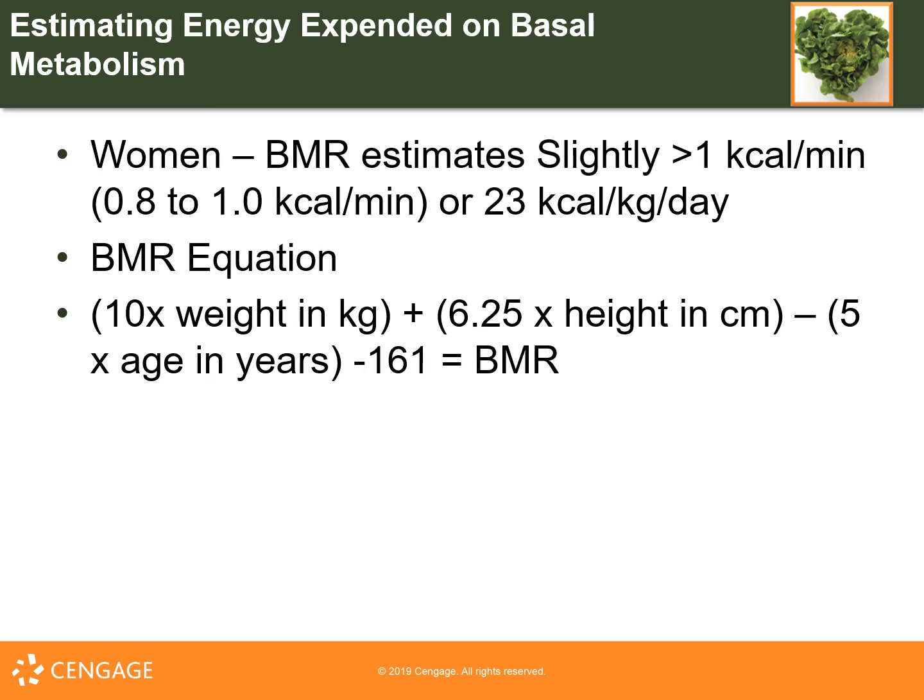Estimating energy expended on basal metabolism, women. BMR estimates slightly less than 1 kcal per minute (0.8 to 1.0 kcals a minute), or 23 kcals per kilogram per day. BMR equation: 10 times weight in kilograms plus 6.25 times height in centimeters minus 5 times age in years minus 161 will provide the BMR for women.